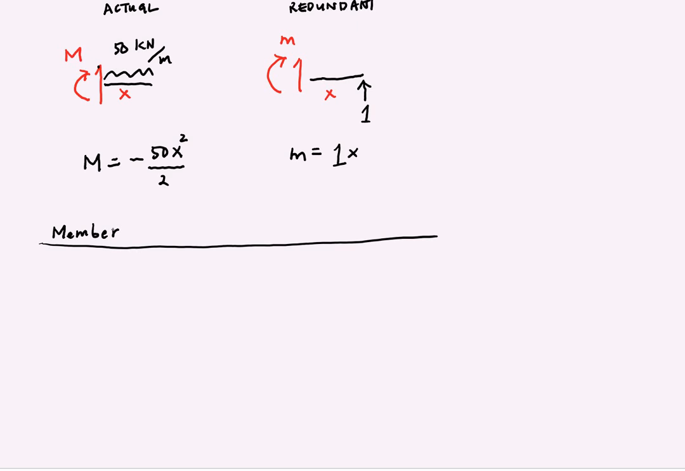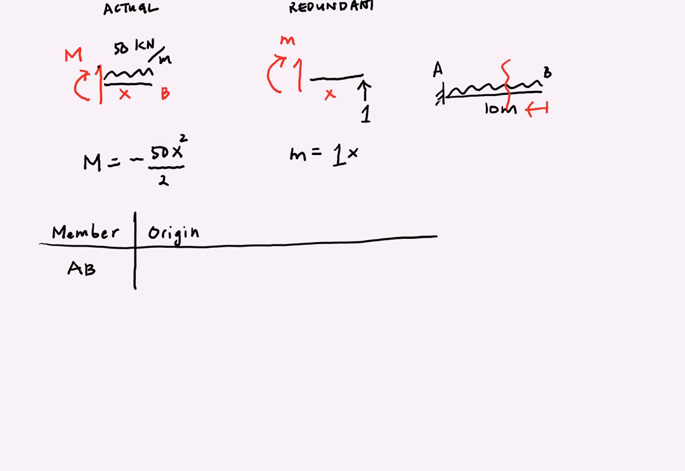If you can still remember, let me just redraw the member. Your member was like this. This is point A, this is point B, and the length is 10 meters. So the member that we are talking about is member AB. The next column is the origin. The cut that we make originates from B, so your origin is B.